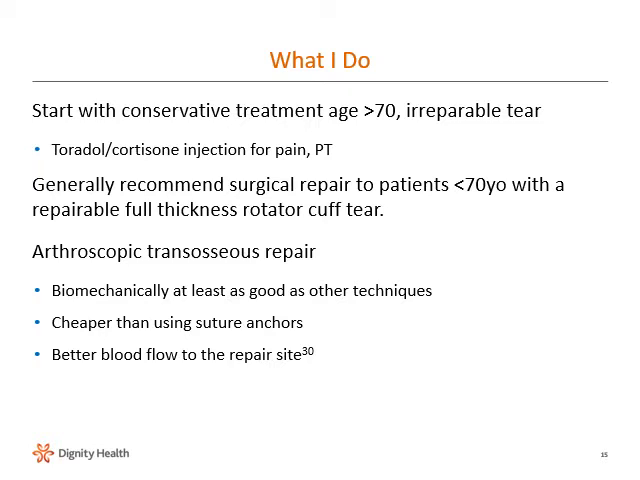If a rotator cuff tear is the result of an acute injury, and also in patients under 70 with a repairable rotator cuff tear, we're going to at least talk about surgery, because with a full thickness repairable rotator cuff tear, surgery clearly provides the best long-term solution in terms of pain relief, strength, and function. I personally do arthroscopic transosseous rotator cuff repairs, and as we'll see, this is biomechanically at least as good as the other techniques. It is cheaper than using suture anchors, and there have been some studies that show a better blood flow to the repair site with transosseous technique compared to the standard anchor-based technique.